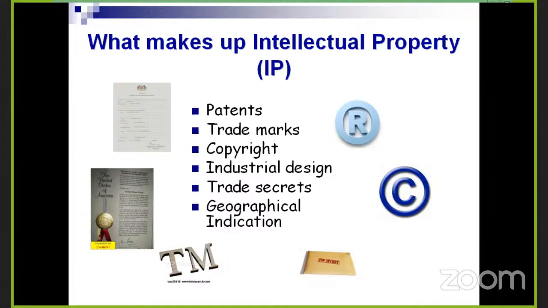So what does intellectual property include? I'll quickly cover that also. Patents, trademarks, copyrights, industrial designs, trade secrets, and geographical indications, all these are different types of intellectual property, which provide protection for different kinds of property actually.